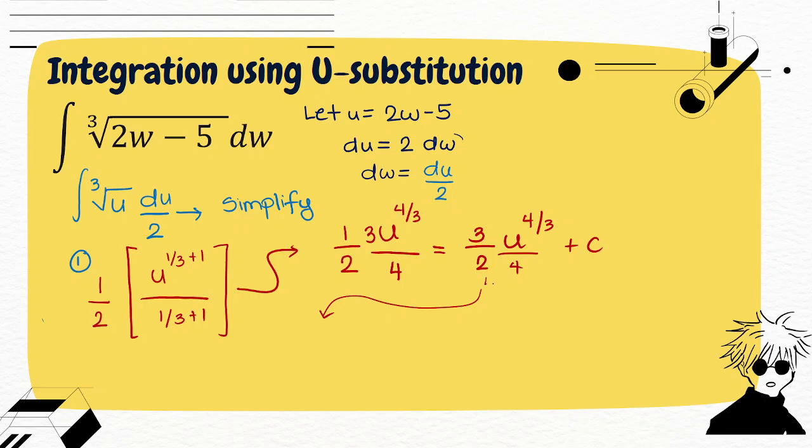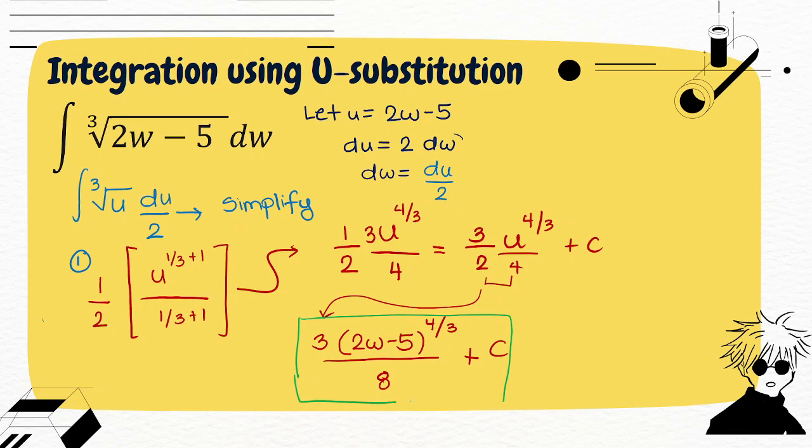So, 2 times 4, 8, di ba? So, ang final answer, 3 over 8 times the quantity 2w minus 5 raised to 4/3, plus C. Balik na natin si 2w minus 5. Naintindihan? Okay. Dali lang, di ba?